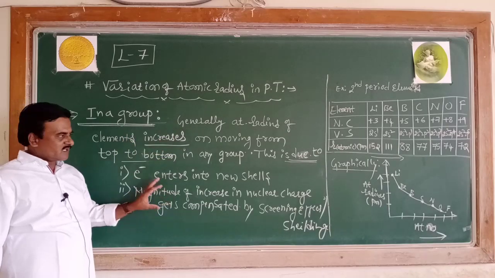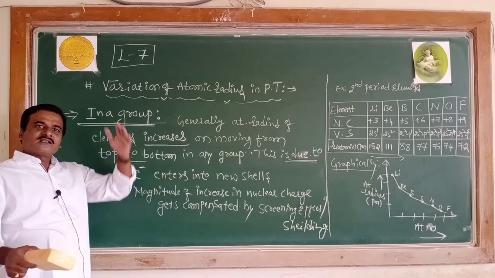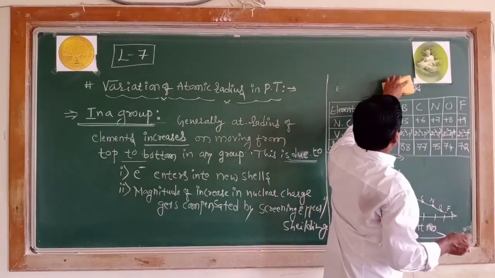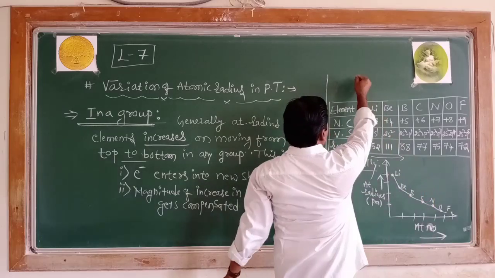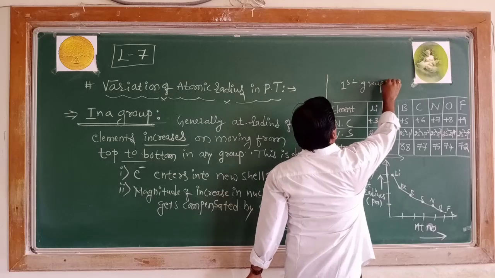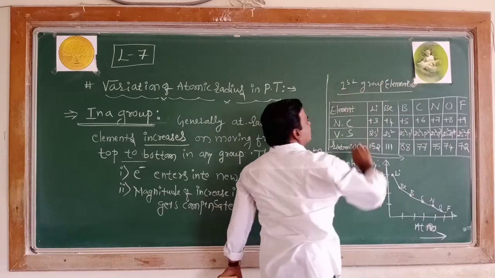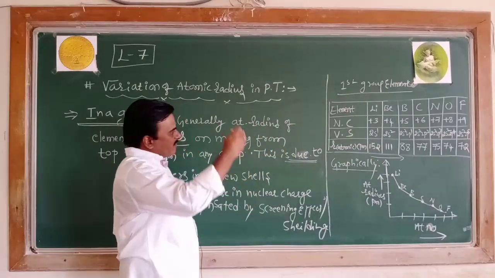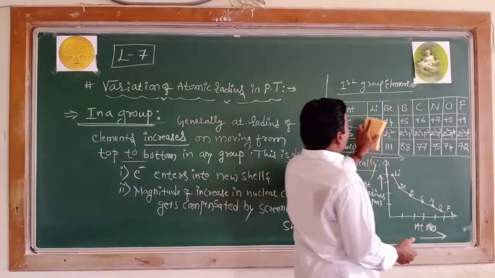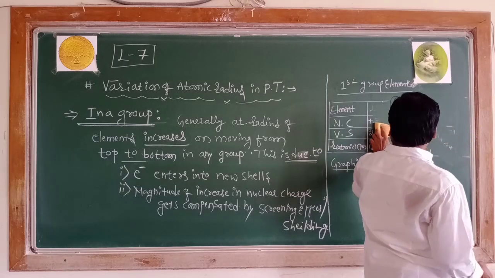Let's take the first group elements for understanding the trend. Let's consider the first group elements. How does the atomic radius vary among the members of the first group elements?